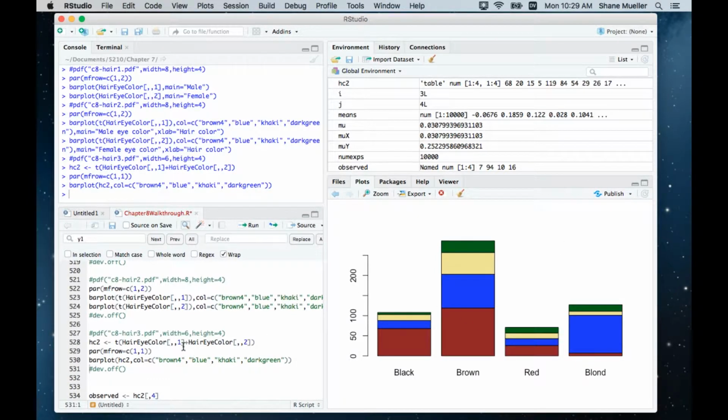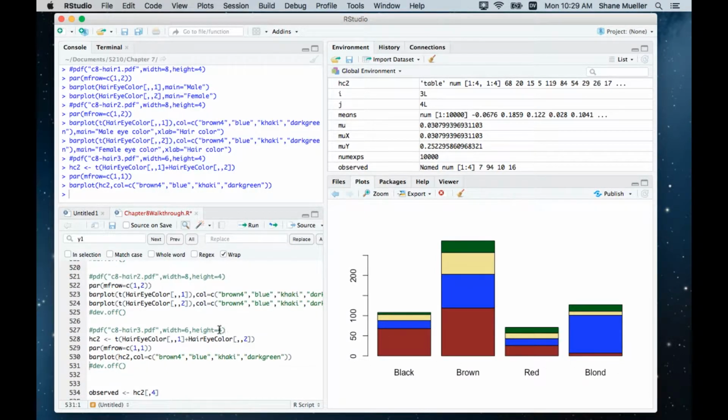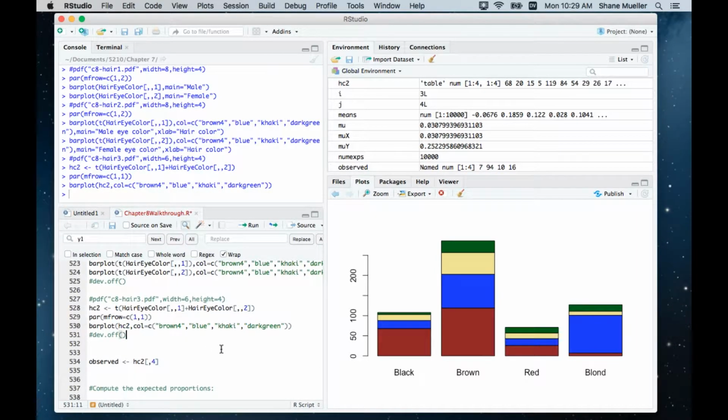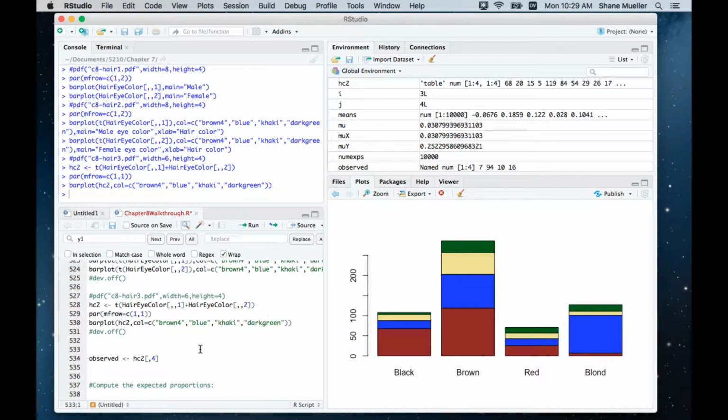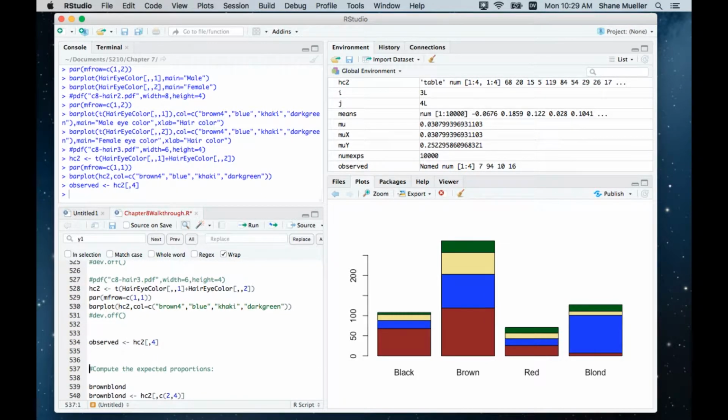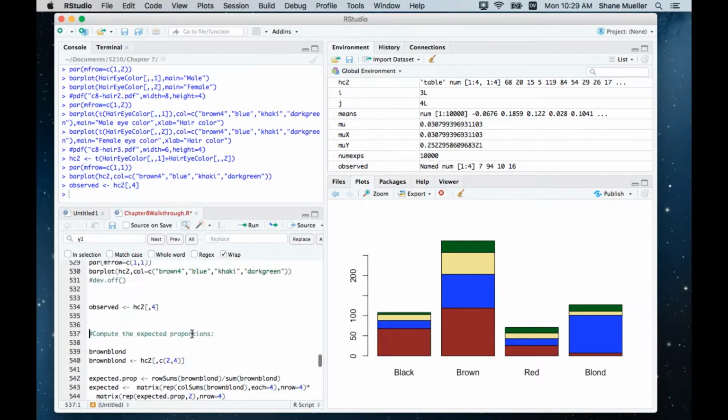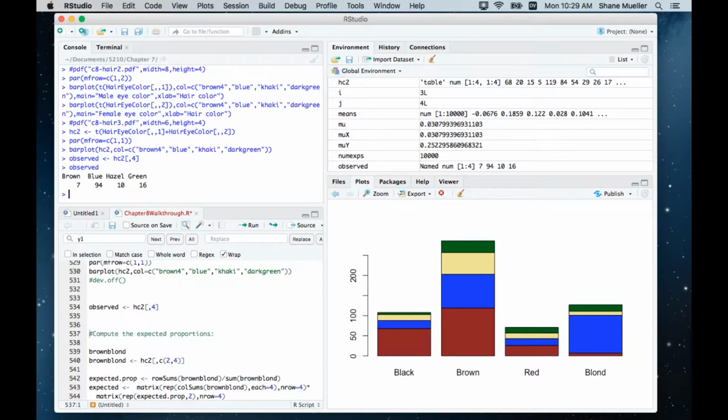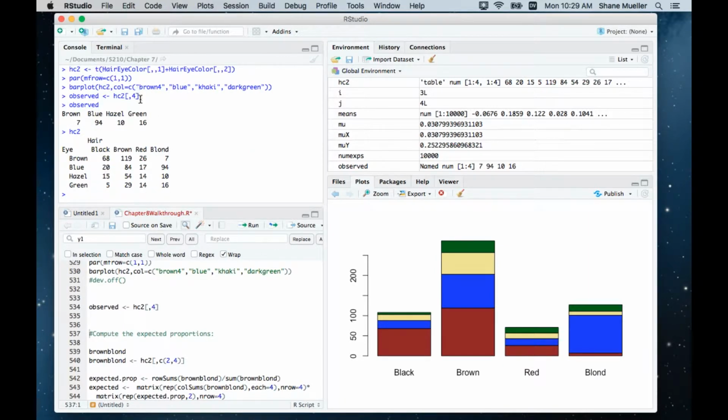So I'm just adding the men column to the women column and getting just the hair color and eye color contingencies. And so we'll call that HC2, ignoring gender. Okay, so this is what I actually see if I look just at blonde hair. I see 7, 94, 10, and 17.